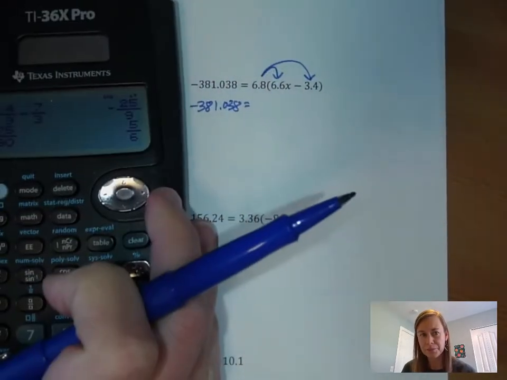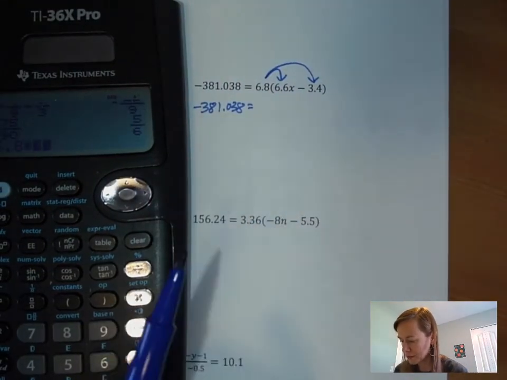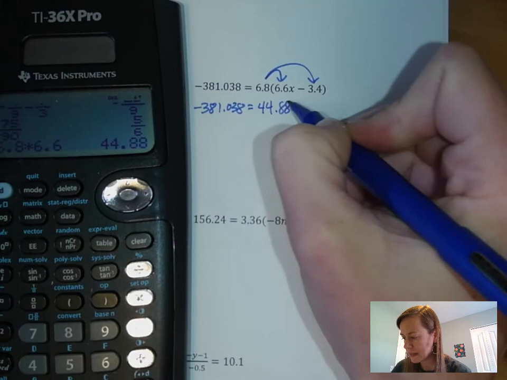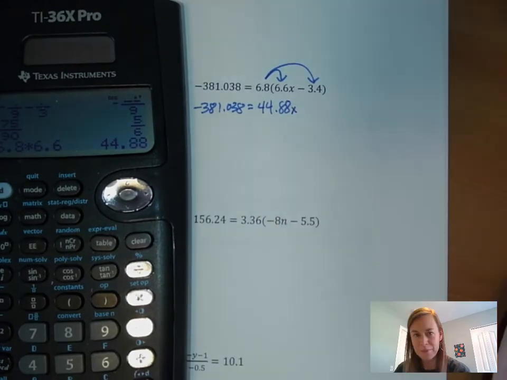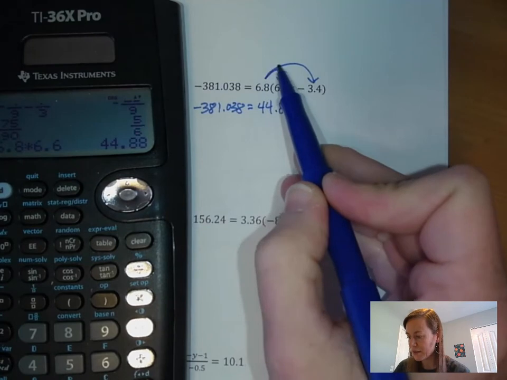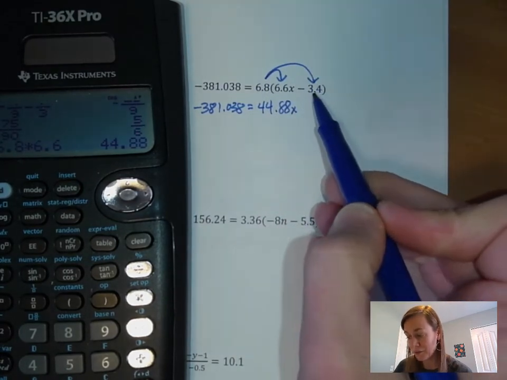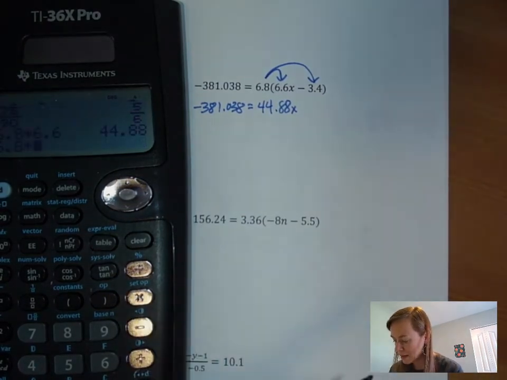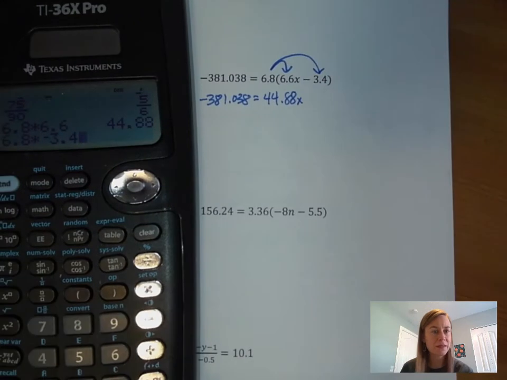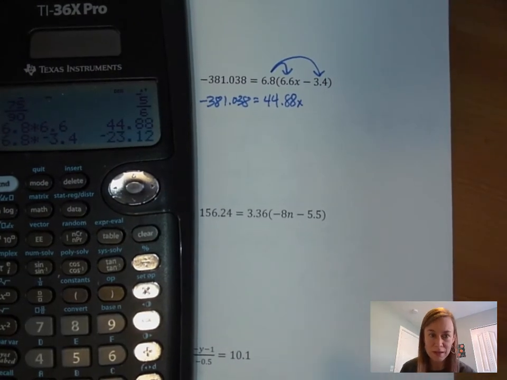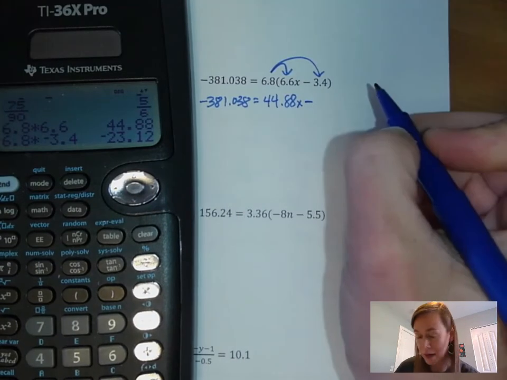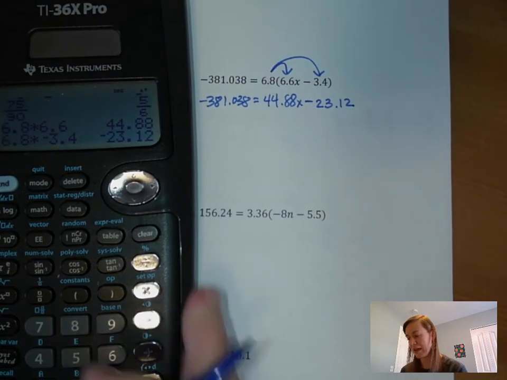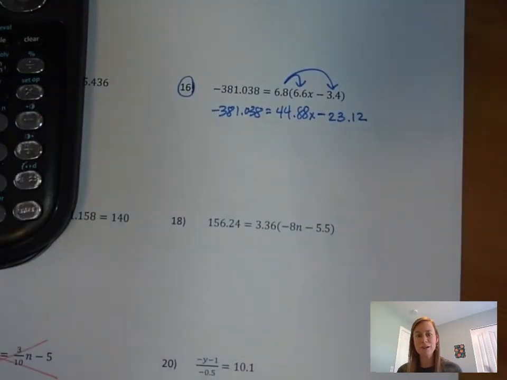Here's my calculator. 6.8 times 6.6 equals 44.88. And there was an x there too, so I have to remember to write my x. Now let's do this other arrow, which was the 6.8 times the negative 3.4, and don't forget that sign right there. So 6.8 times negative 3.4 equals negative 23.12. So because it's negative, I'm going to write a minus here, and then 23.12. Okay, now we have gotten rid of our parentheses.